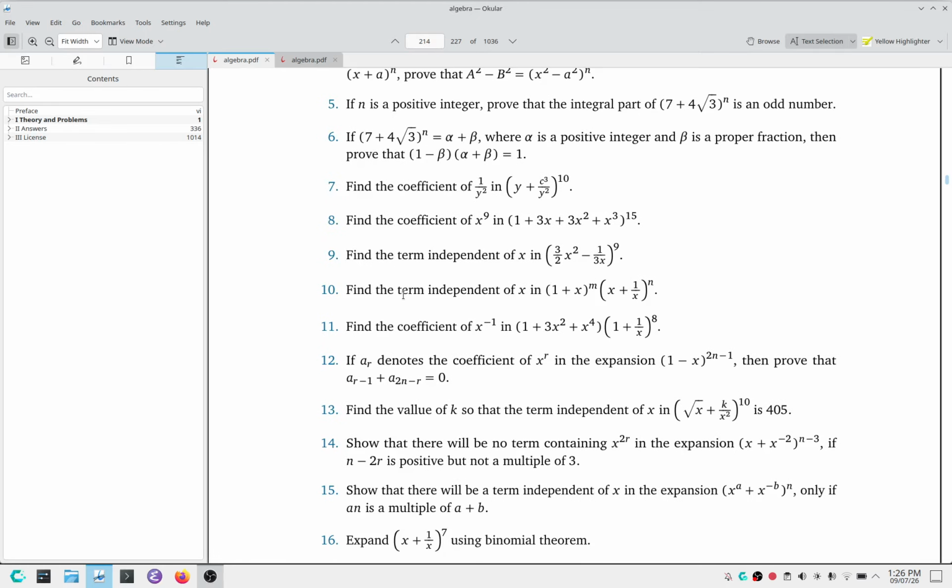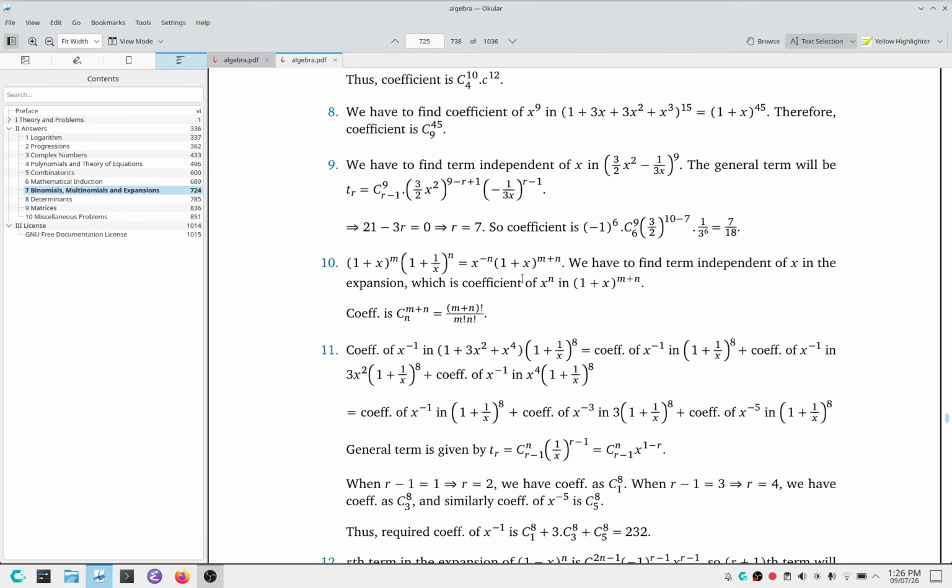Question 10 says that find the term independent of x in 1 plus x to the power m times x plus 1 upon x to the power n. So we write this as x to the power minus n times 1 plus x to the power m plus n. So you take LCM, it becomes 1 plus x to the power n upon x to the power n. So we have x to the power minus n.